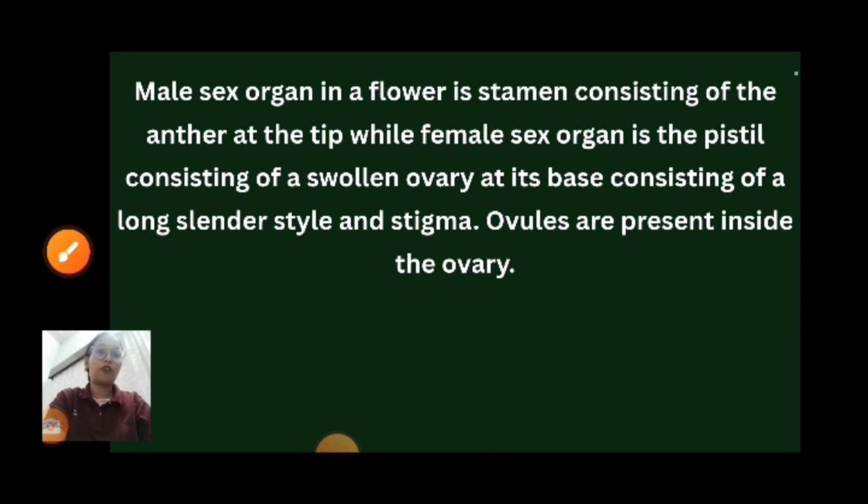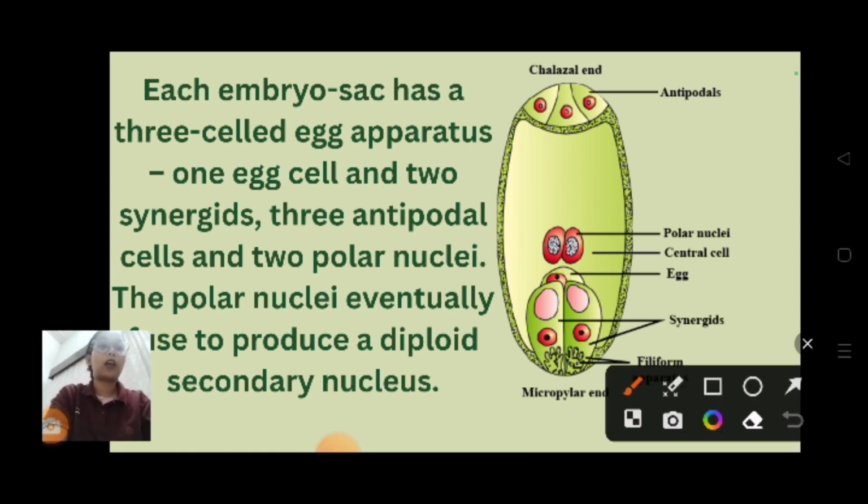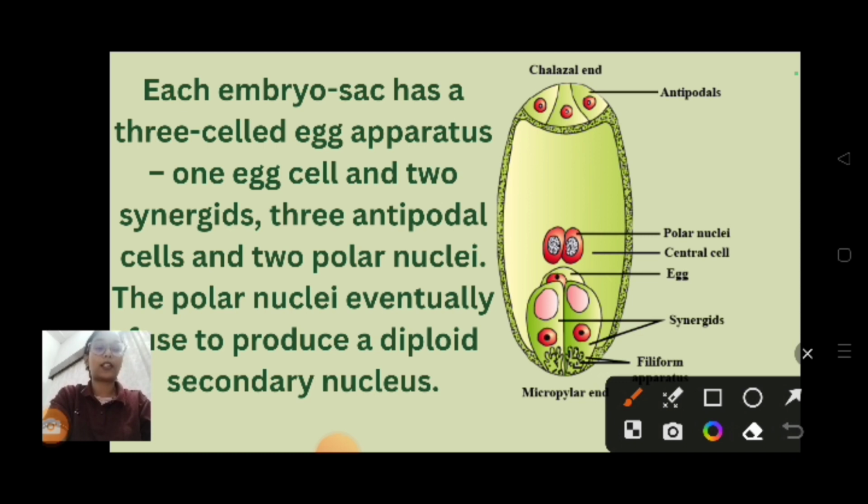So let us move on to the next slide. Here we'll talk about the embryo sac, what all is present in a particular embryo sac. Embryo sac means we are talking about inside the ovary. Each embryo sac has a 3-celled egg apparatus. We can see 3 different types of cells. One egg cell we are going to see.